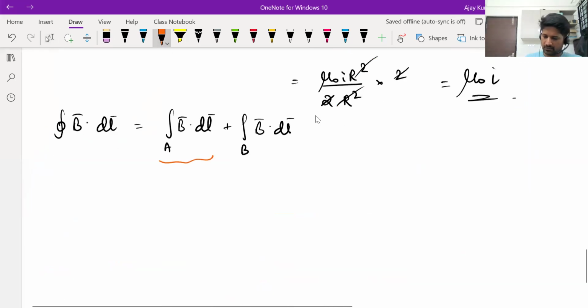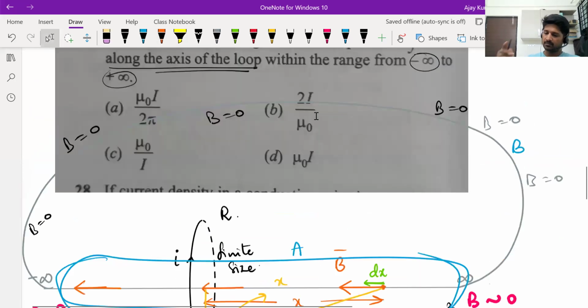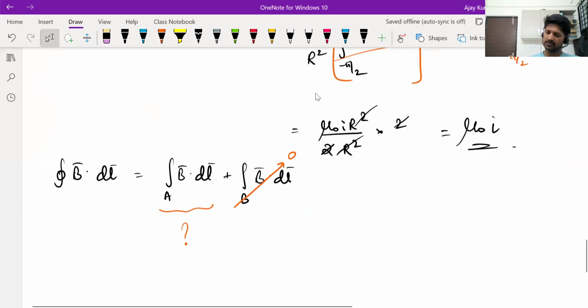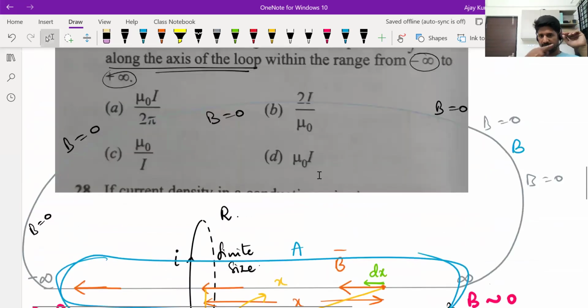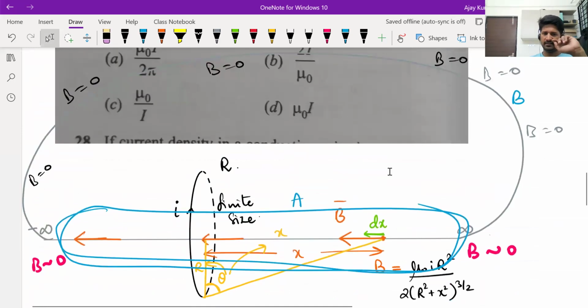You are asked to calculate this value. Okay. This is going to be 0. Why? Because that path B is very far away from the loop. Magnetic field anywhere on that curved path is 0. So integral b dot dl on that curved path will also be 0. Therefore, the answer that you are looking for is effectively closed integral b dot dl over an infinitely large path. Okay. And that infinitely large path, which I have drawn in gray, effectively encloses the current I.